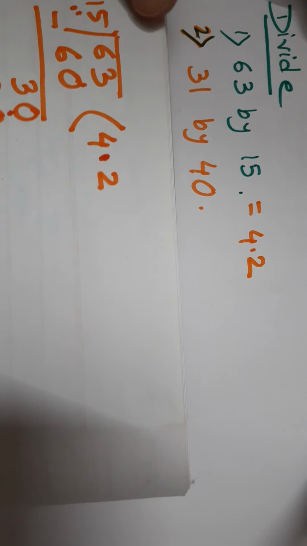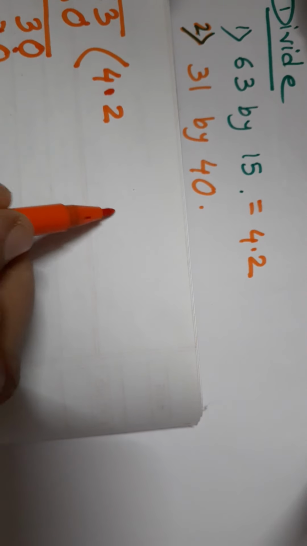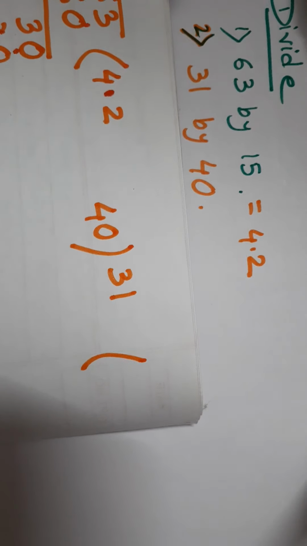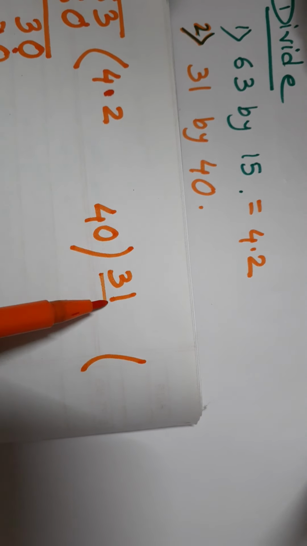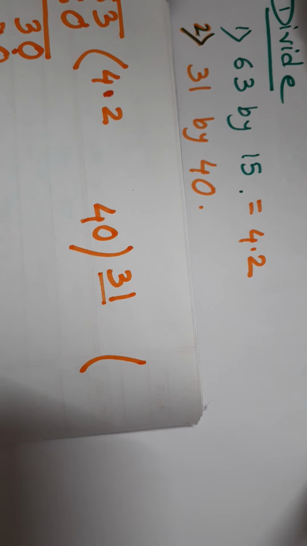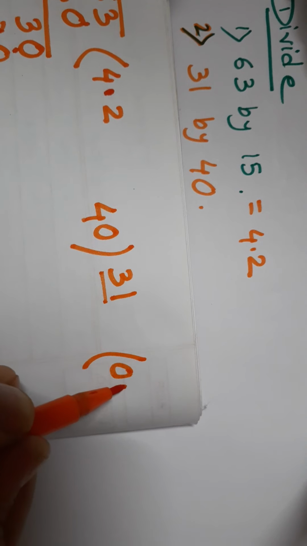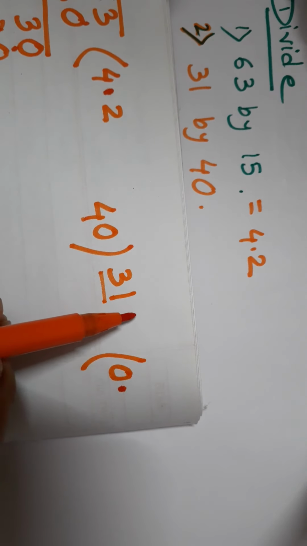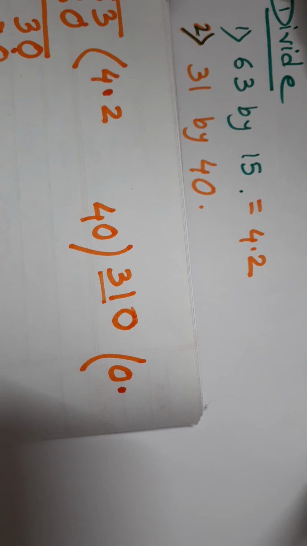Now we will see the next one. Here we are dividing 31 by 40. You can see that 31 is less than 40. So in this case we can do one more thing. We can add one decimal point at the beginning in the quotient, and when we add the decimal point, we can add one zero here. Now we can do the division just like the normal division process.